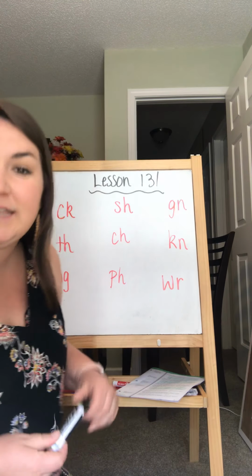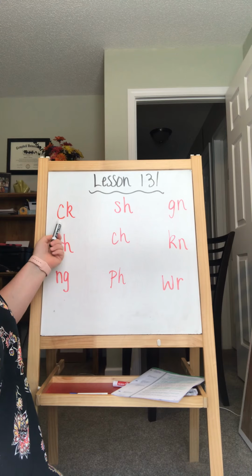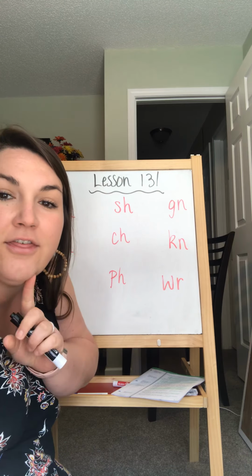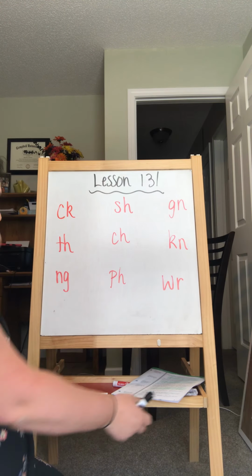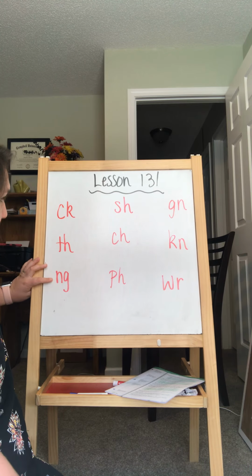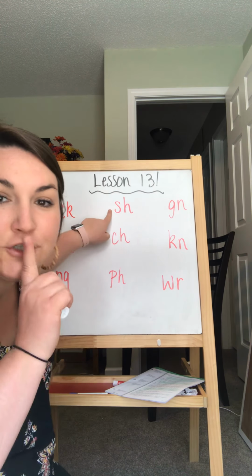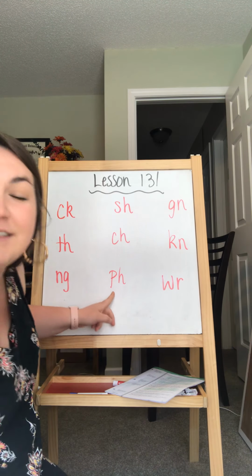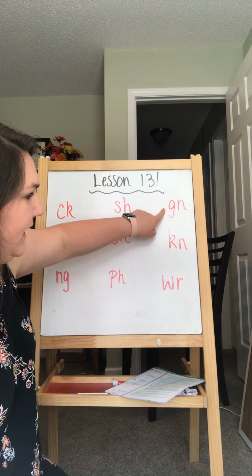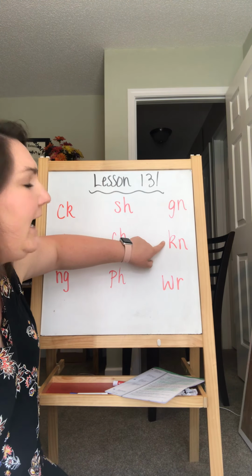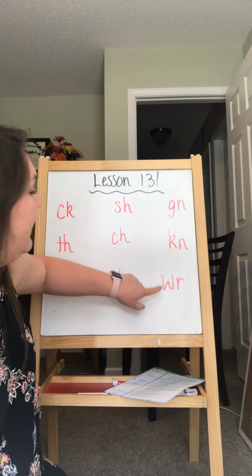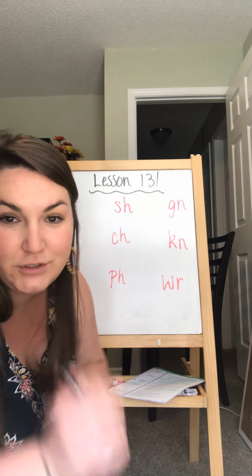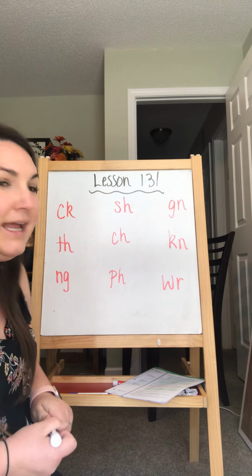And first, let's just review by saying the sounds, okay? So we have CK and it says k, TH and it can say th or f, or remember, that's the one with the two different sounds. We got NG that says ng, SH that says sh, CH that says ch, PH that says f, GN and it says n, KN says n and WR says r. So, let's do a little game right now, and I want you to shout them out wherever you are. Let's see if you remember.